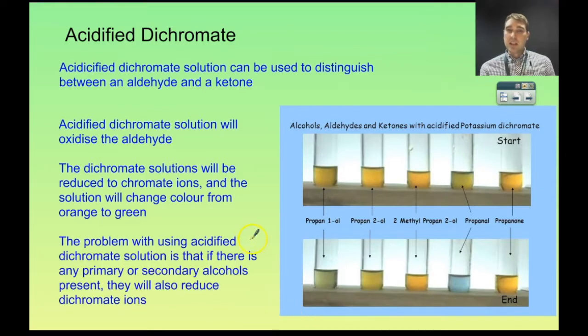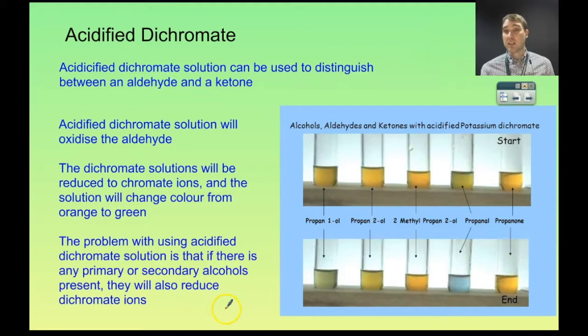balance going on. Now the problem with using acidified dichromate is it's a very strong oxidizing agent. So if you have any primary alcohols or secondary alcohols present, they will get oxidized as well, and that will lead to the same color change. So you get a color change from orange to green if you have an aldehyde going to a carboxylic acid, but also a primary alcohol going to an aldehyde or a secondary alcohol going to a ketone. They will give you the same color change. So you won't be able to determine between them.